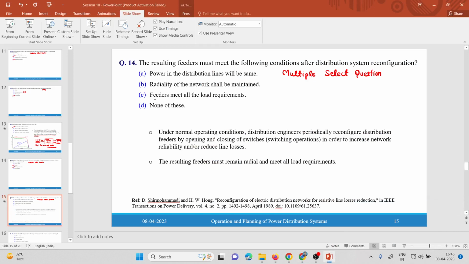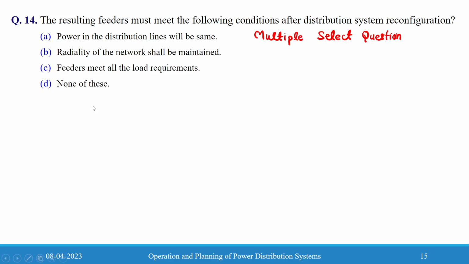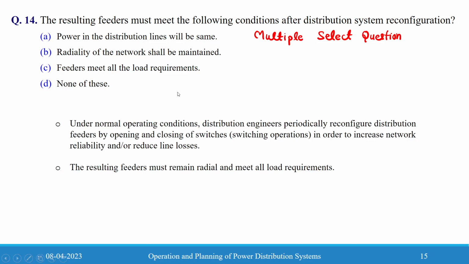Reliability of the network shall be maintained and feeders meet all the load requirements. This is the basic principle of distribution system reconfiguration: after reconfiguration, reliability shall be maintained and the feeders shall meet all the load requirements. So B and C are the correct options. Power in the distribution lines will change, because after reconfiguration many switches in closed or open condition may change later, depending upon the reconfiguration problem. So power in the distribution lines will be changed, not the same.